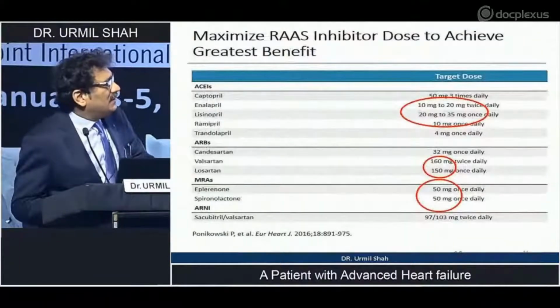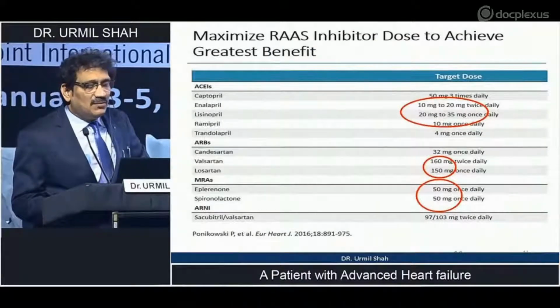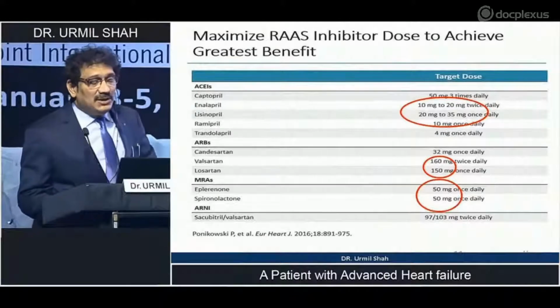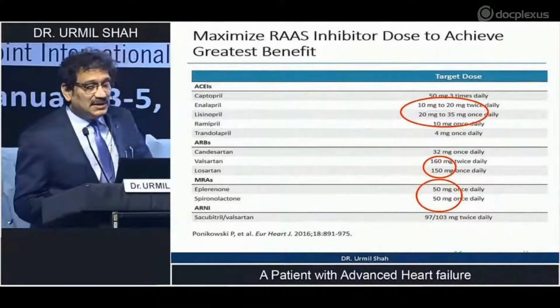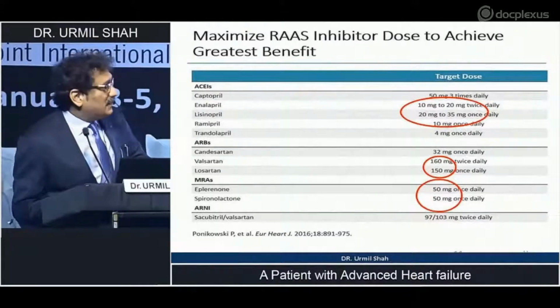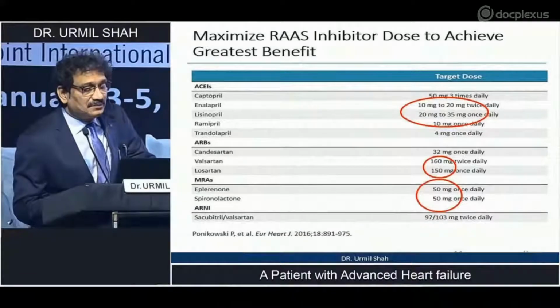Whenever a patient has heart failure, we have to optimize the therapy with ACE inhibitor or ARB. We should know that the optimum dose of enalapril is 20 milligram BD. Lisinopril is 40 milligram daily, and captopril is 10 milligram daily. Similarly, valsartan is 160 milligram BD. For spironolactone and eplerenone, the maximum dose is 50 milligram.